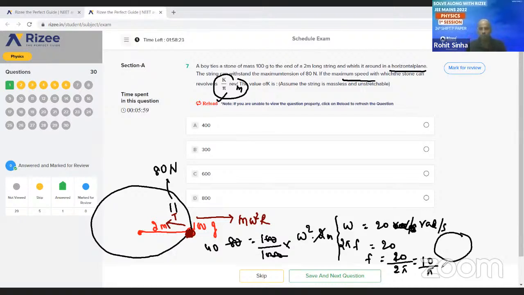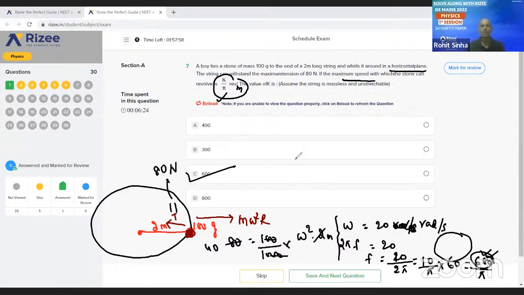So in terms of per minute, what will we do? We will multiply it by 60. 1 by 60 in the denominator, so 60 will come in the numerator. We will get 600 by pi. That means the value of k will be 600. So our answer will be C.